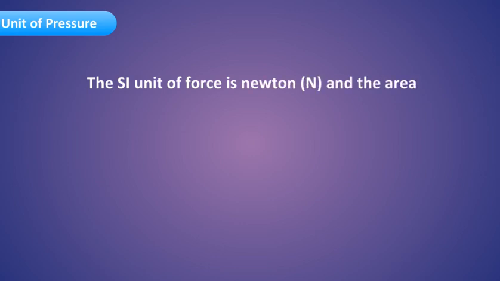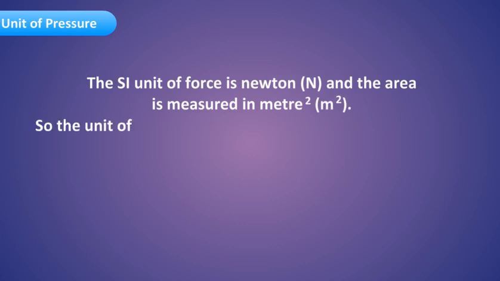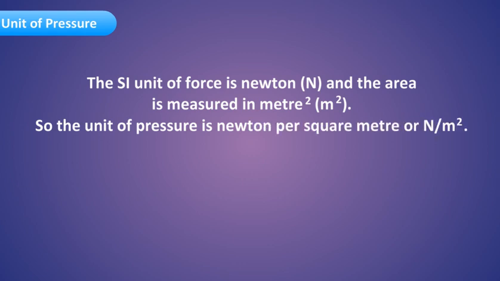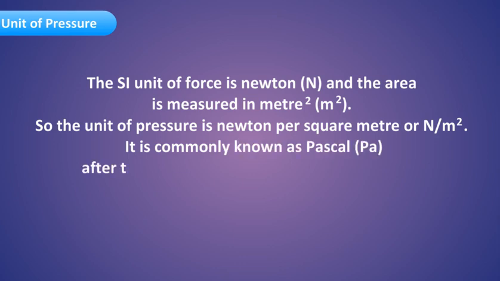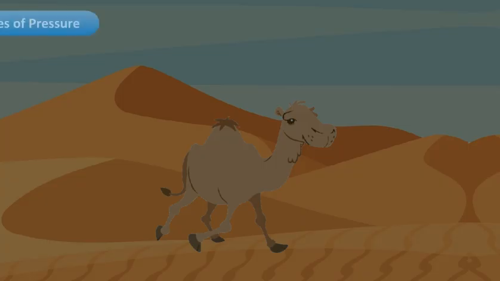Unit of pressure. The SI unit of force is Newton, N, and the area is measured in meter square, m². So, the unit of pressure is Newton per square meter, or N/m². It is commonly known as Pascal, Pa, after the name of French scientist Blaise Pascal.